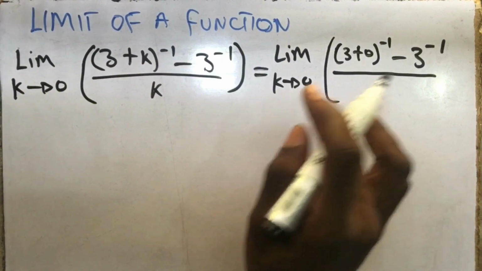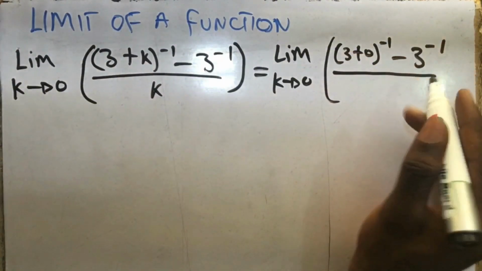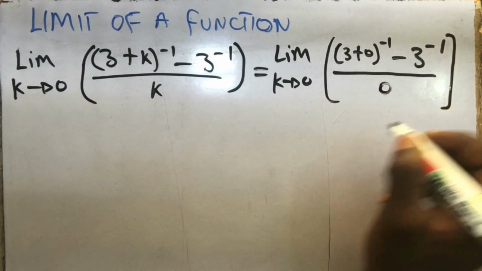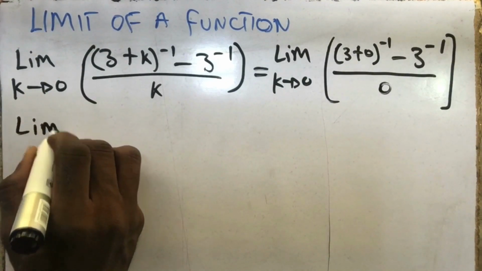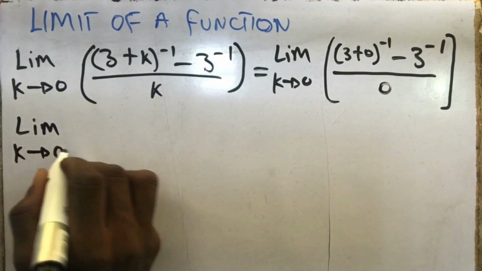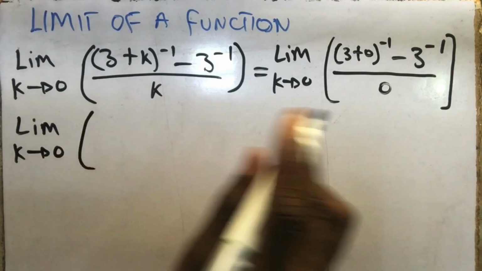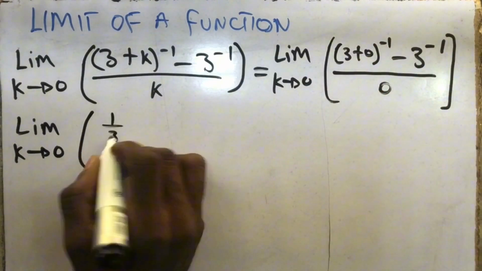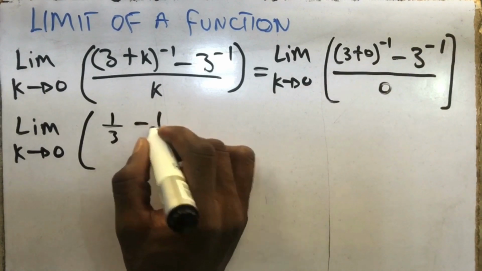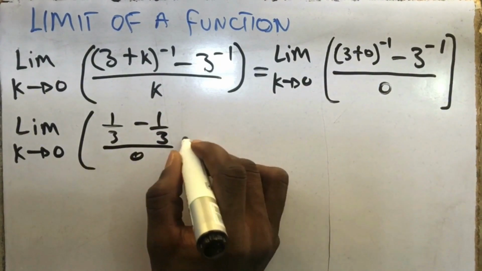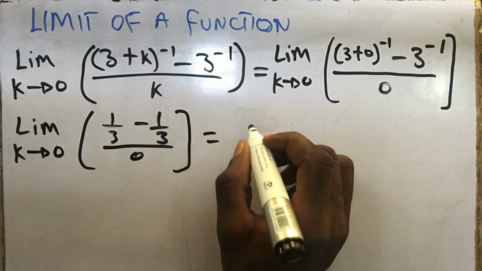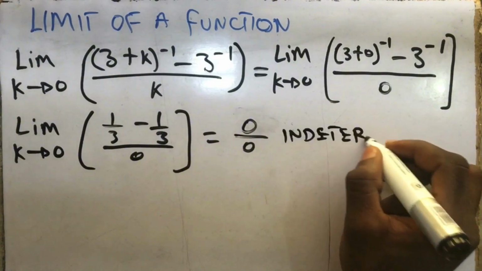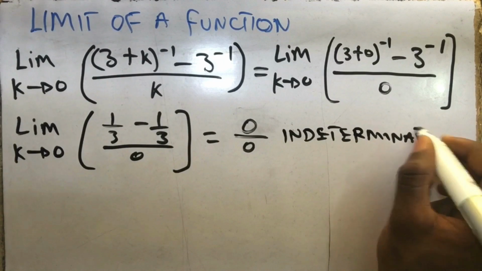Substituting 0 into this, we have 3 plus 0 raised to the power minus 1, minus 3 raised to the power minus 1, over 0. Let's see where this takes us. 3 plus 0 is 3. 3 raised to the power minus 1 is the same thing as 1 over 3. So the numerator gives us 0. The denominator is also 0. So we have 0 over 0, which gives us an indeterminate answer by direct substitution.